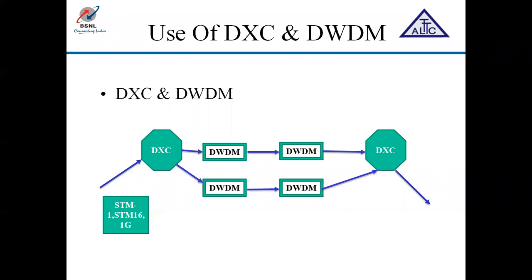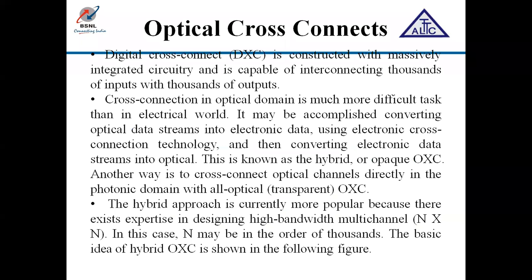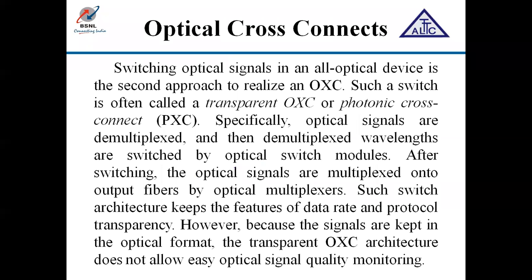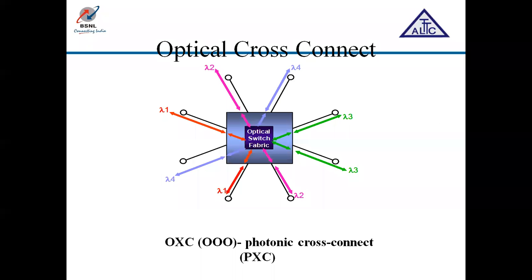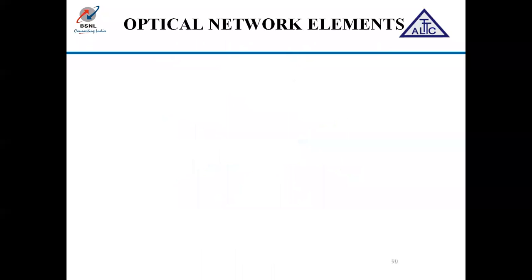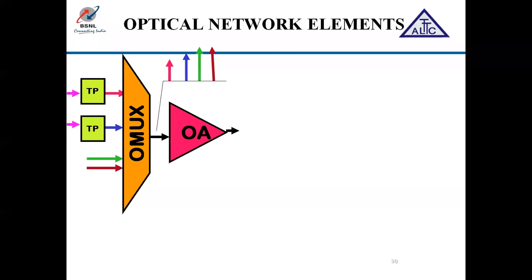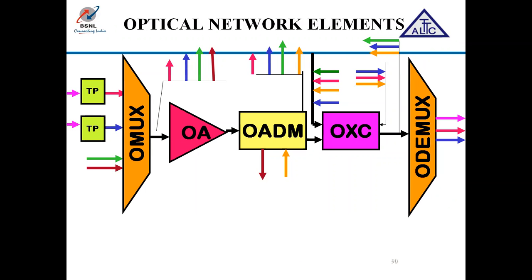So this is another equipment of the DWDM system, known as DXC, digital cross connect. This digital cross connect which we are using as a system is known in DWDM as OXC, Optical Cross Connect. This is the diagram of OXC. And in this way, this is the complete block diagram of network elements of DWDM.